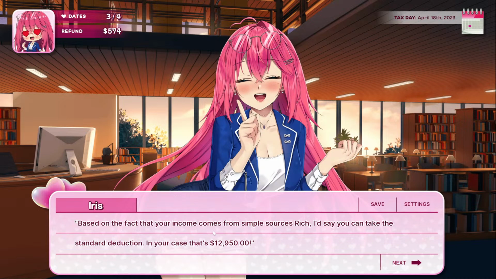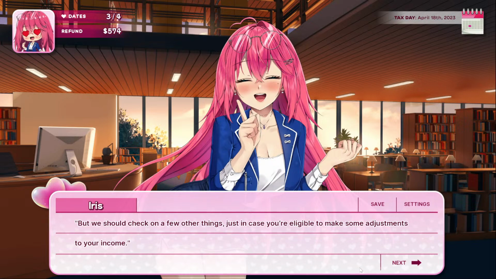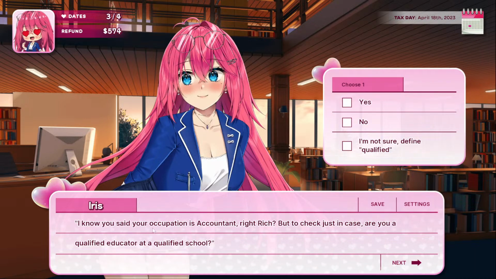Based on the fact that your income comes from simple sources, Rich, I'd say you can take the standard deduction. In your case, that's $12,950. Okay. Simple is good, you know. Let's check on a few other things in case you're eligible to make some adjustments to your income. Do your best, that's my motto. I know you said your occupation is accountant, right, Rich? But just in case, are you a qualified educator at a qualified school?